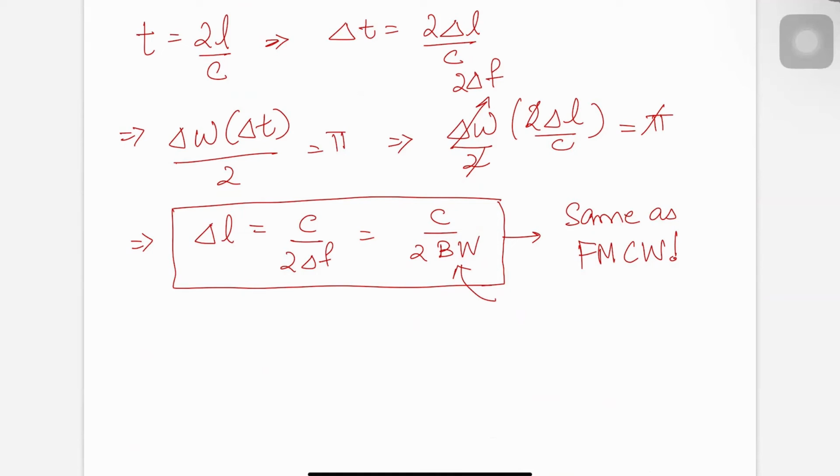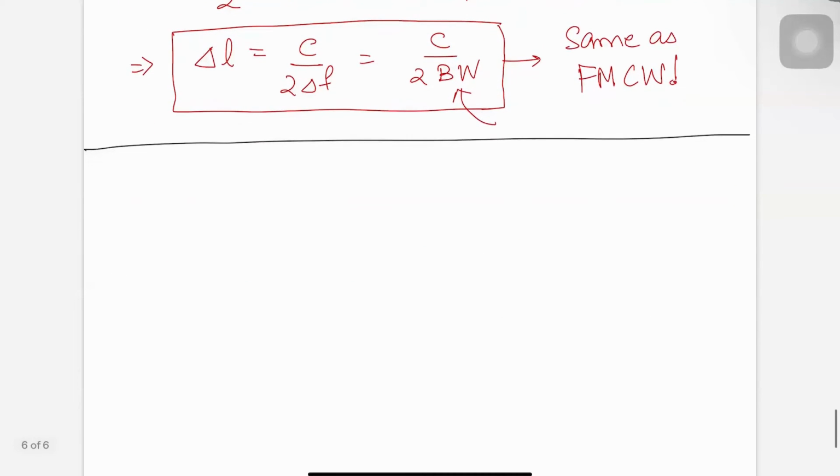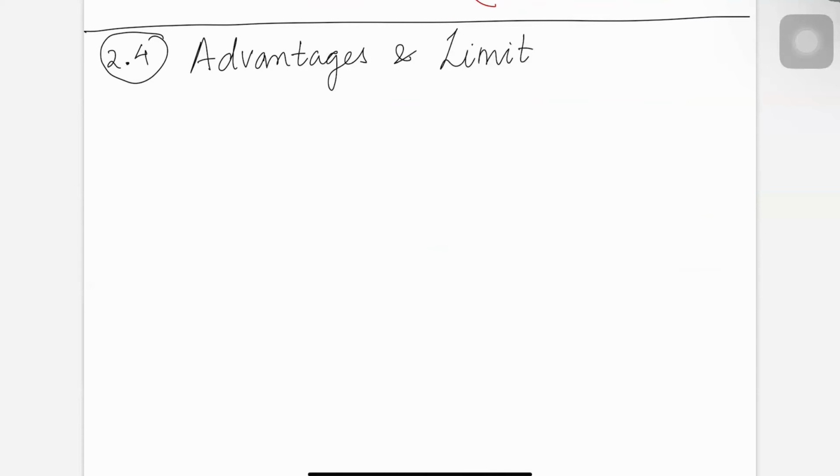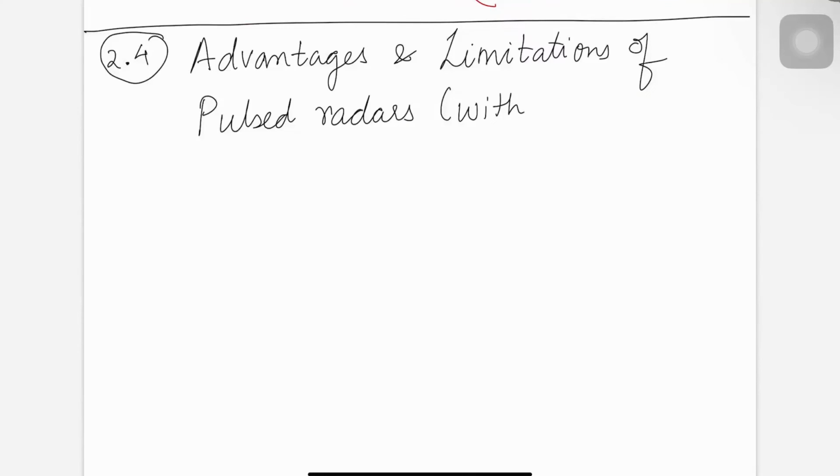Okay, so in some sense, I guess we are pretty much done with pulse radars. It's a little easier because I haven't gone into too much depth, and easier, I guess, to understand than FMCW radars. So I'll end this with a basic discussion on the advantages and limitations of pulse radars. Specifically here, I'm going to focus on match filtering.